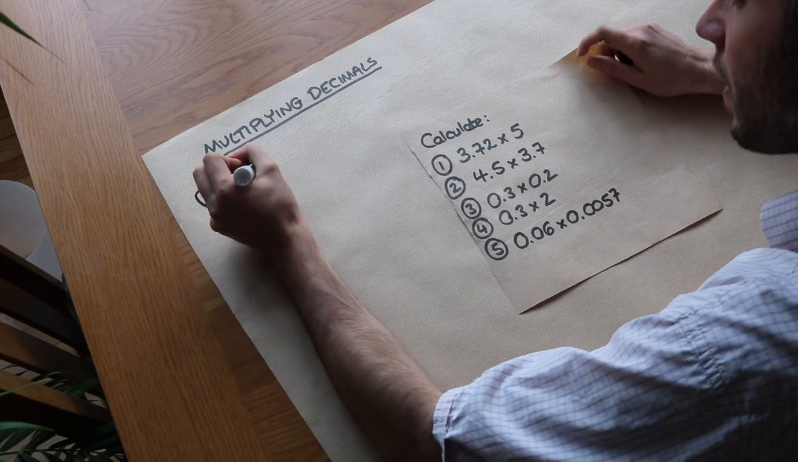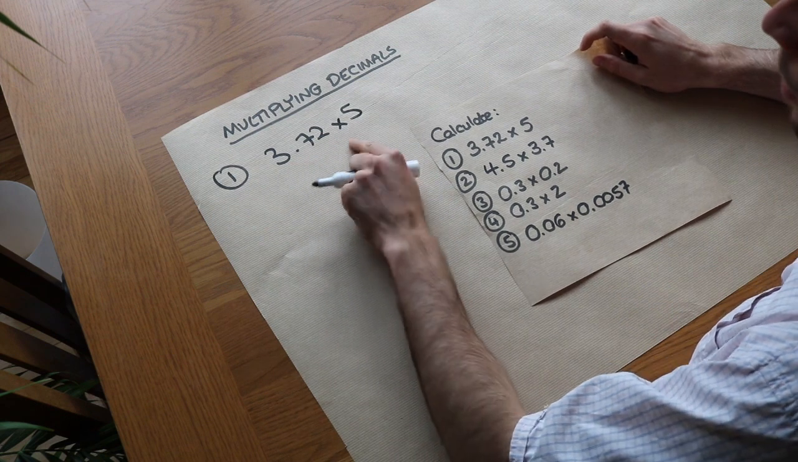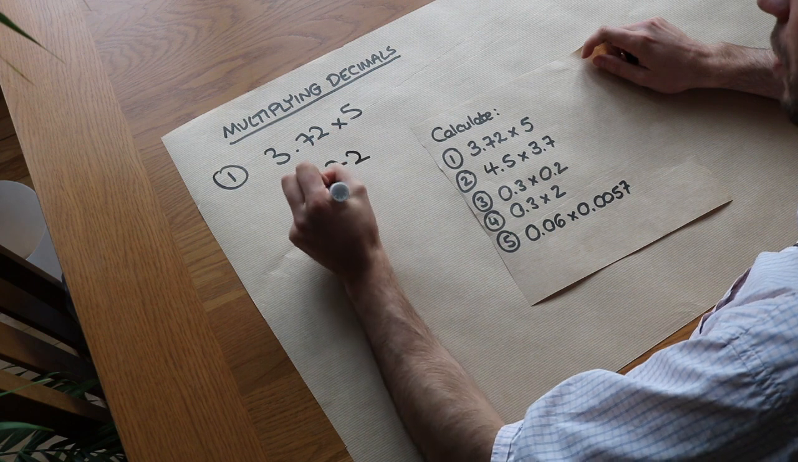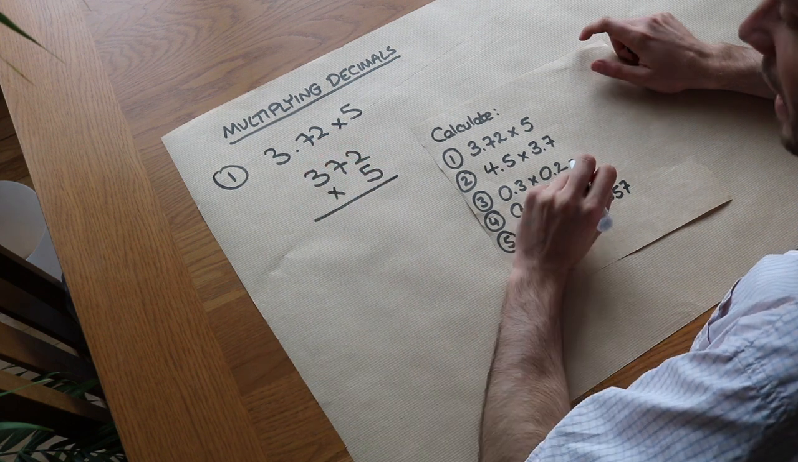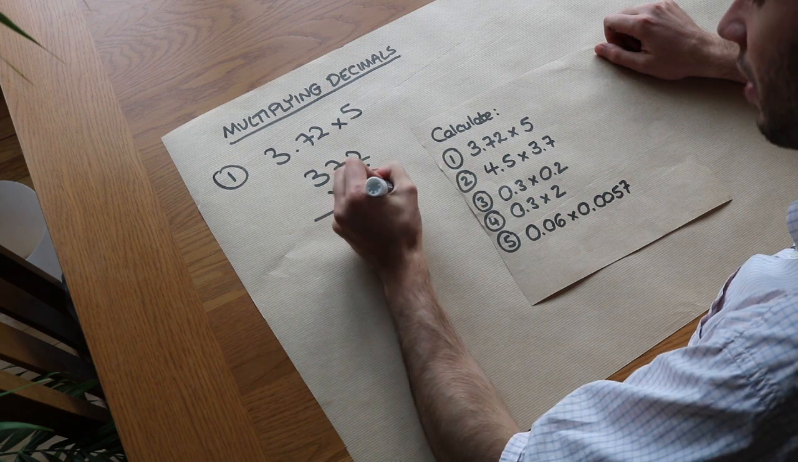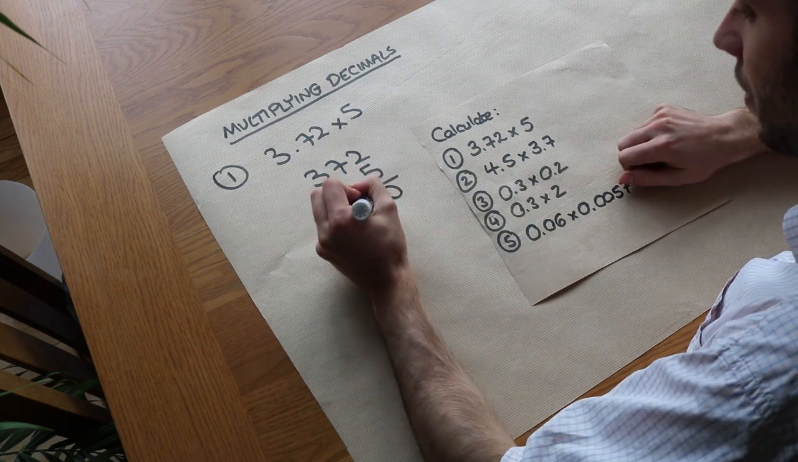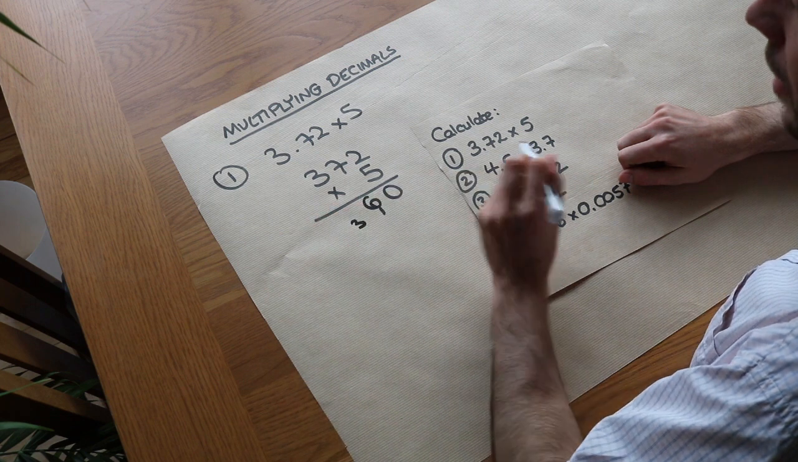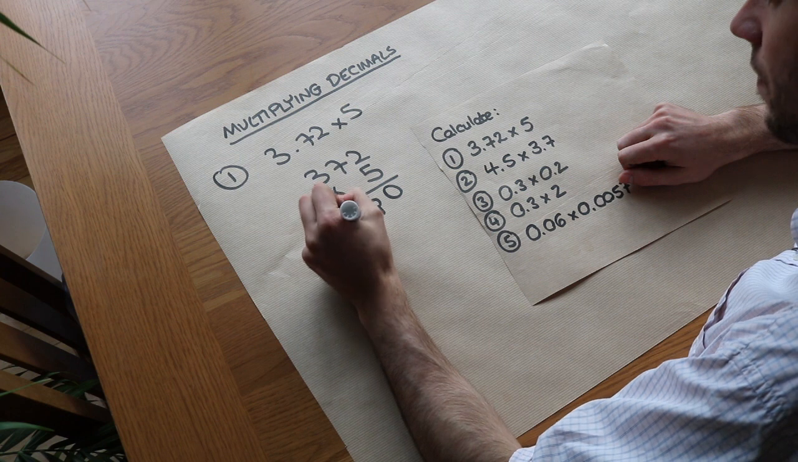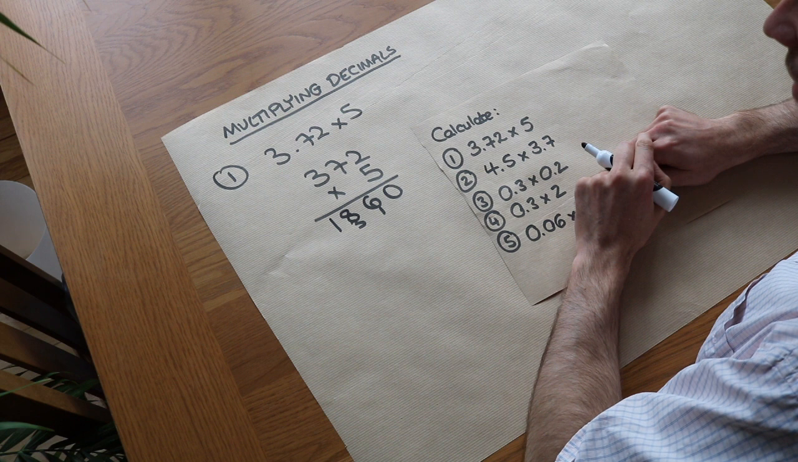So let's just say we're doing the first question, 3.72 times 5. Well, we just treat that as a whole number for the moment. We ignore that decimal point and we just do 372 multiplied by 5 using long multiplication. So we do the usual thing, 2 times 5 is equal to 10, so we put 0, carry the 1. 7 times 5 is 35, but plus the 1 is 36, so put the 6 there, carry the 3. And 3 times 5 is 15, plus the 3 is 18. So we know that 372 times 5 is equal to 1,860.